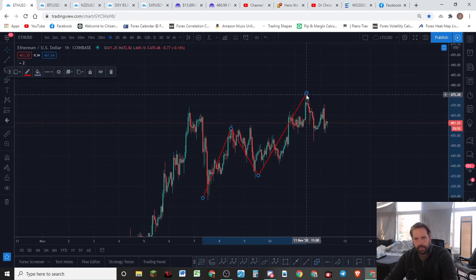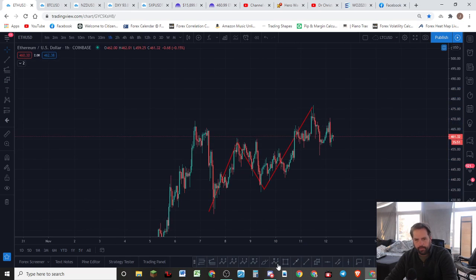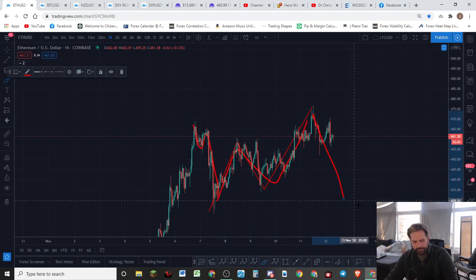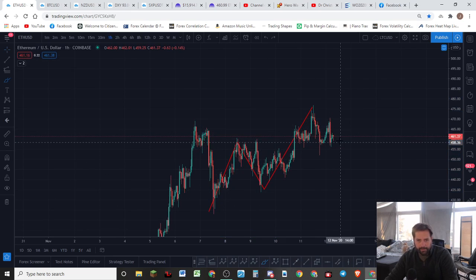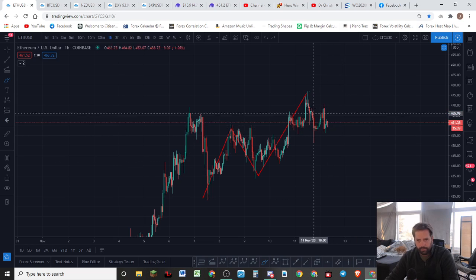Okay, and what this actually is a 3, and then we're going to get maybe a 5-wave to the downside. So we might get kind of an impulse to the downside here, or some kind of move to the downside right here. This is Ethereum, by the way. I don't know if I mentioned that.